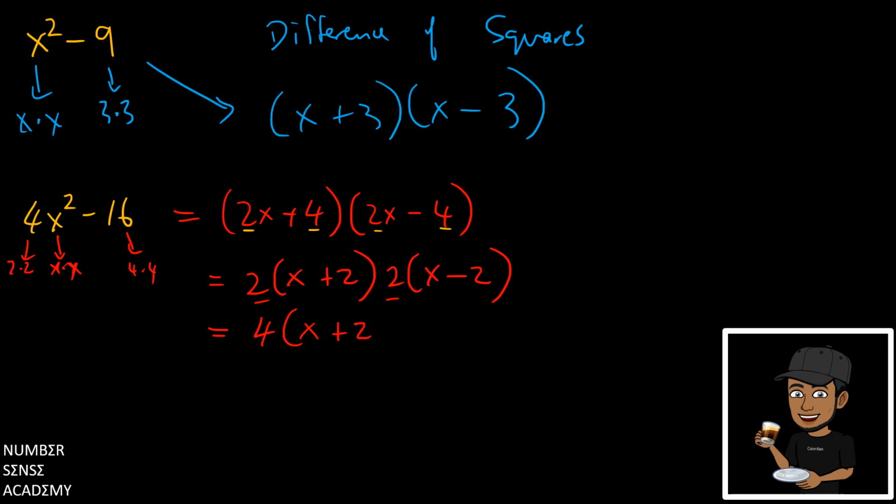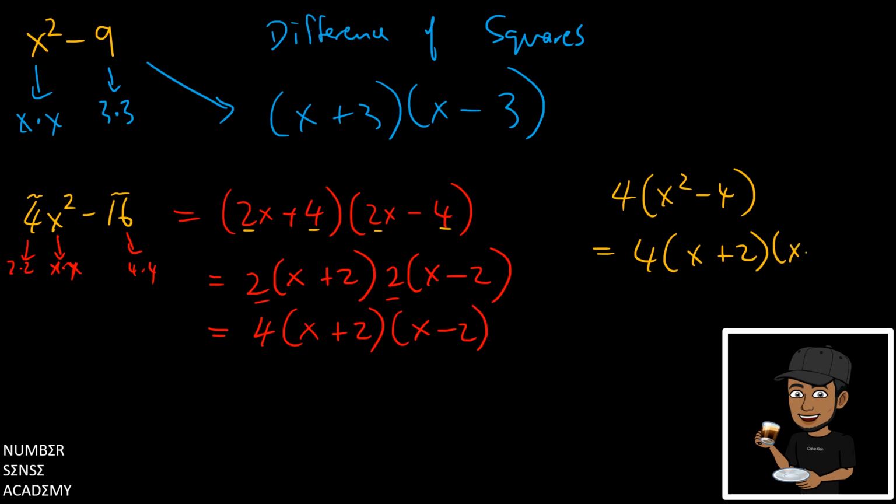x plus 2 times x minus 2, which means that if you had taken out the GCF at the beginning, in this case 4 is common to both, so I end up with 4 times x squared minus 4. I end up with 4 times x plus 2 times x minus 2. All right, so as expected, we're getting what we expected.